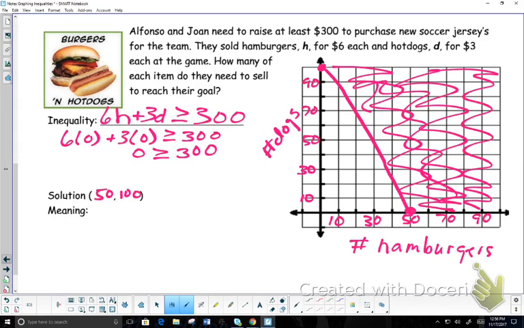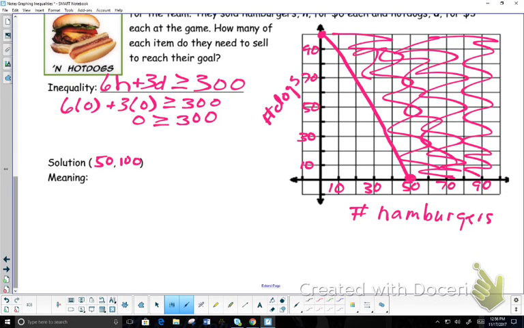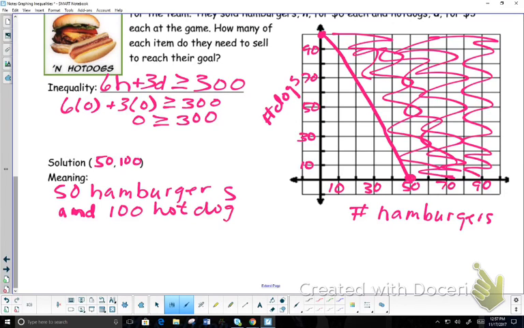50 and 100. So let's see. That means I sold 50 hamburgers and 100 hot dogs. Finish it. What else do I have to put down? Because that's not enough information. It is 300, and it's what? It's more than 300, or for more than 300.